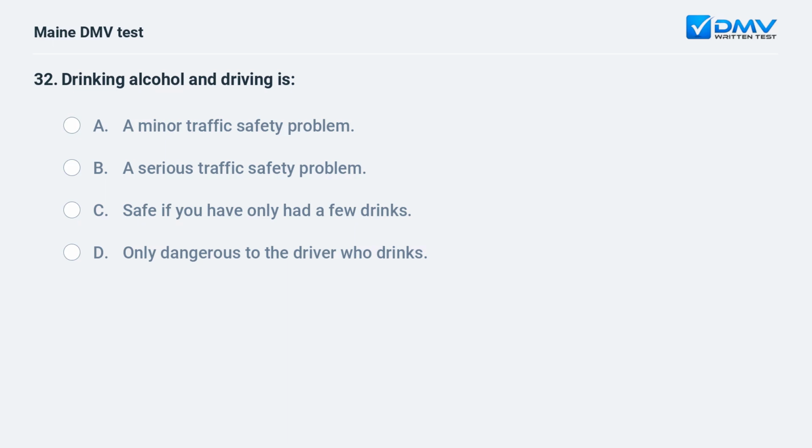Drinking alcohol and driving is: A. A minor traffic safety problem. B. A serious traffic safety problem. C. Safe if you have only had a few drinks. D. Only dangerous to the driver who drinks.